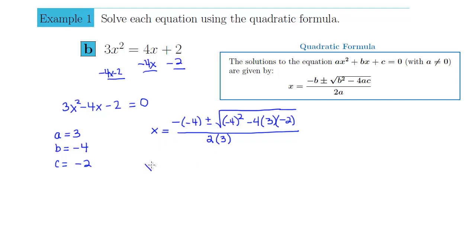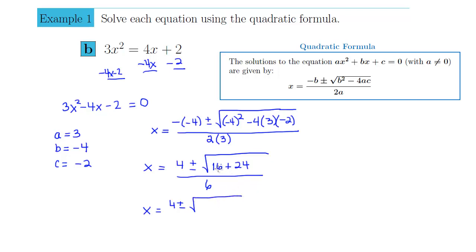Let's continue to simplify. This gives us x equals, now a negative negative, recall, is simply positive 4, plus or minus, and under the square root sign, what do we have? We have negative 4 squared, which is simply 16, and then negative 4 times 3 times negative 2. When you multiply those numbers out, you get plus 24, all divided by 2 times 3, which is 6. Can we go farther? Yep. Let's keep going. We have x is 4 plus or minus the square root of 16 plus 24. 16 plus 24 is 40, so underneath we have 40, and now our denominator is still 6.